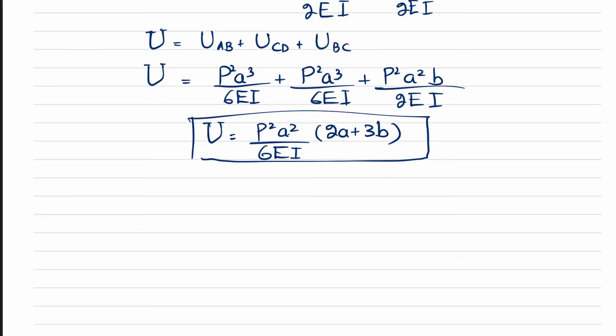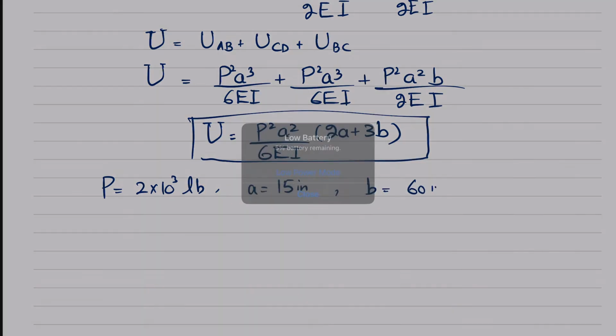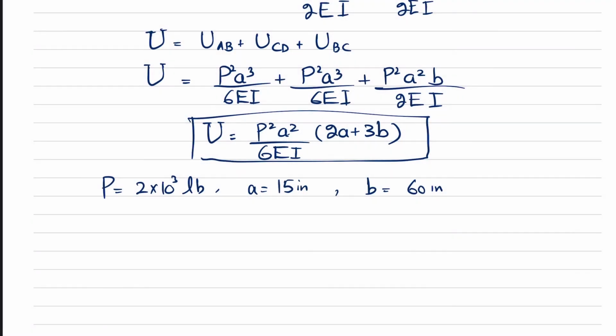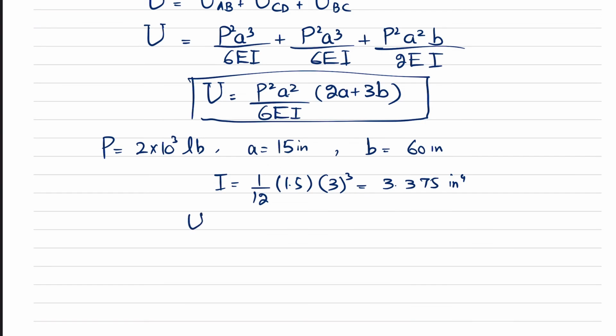So we have P given as 2 into 10 raised to the power 3 pounds. a we have taken as 15 inch, and b is equal to 60 inch. I we will calculate. This is rectangular, so 1 over 12, base is 1.5 and height is 3, cubed, so you will get I is equal to 3.375 inch to the power 4. So you can simply put it in the above formula.